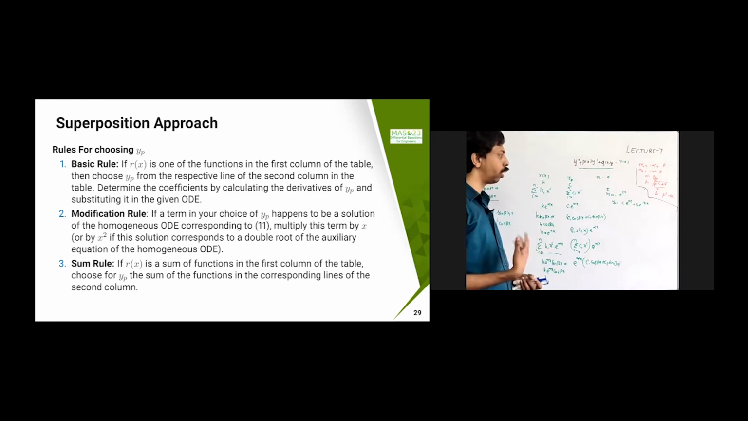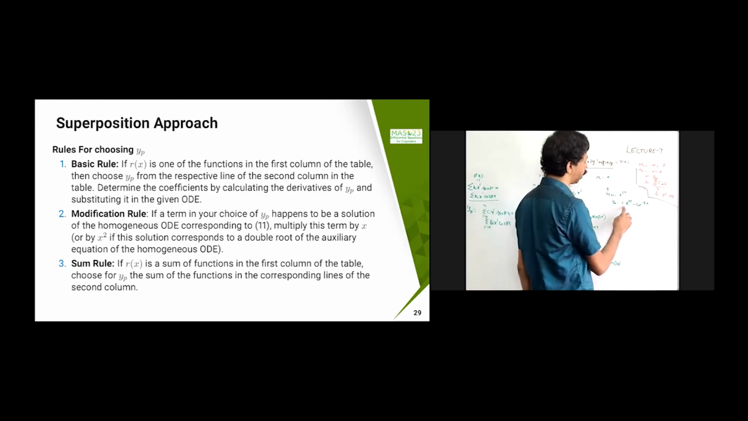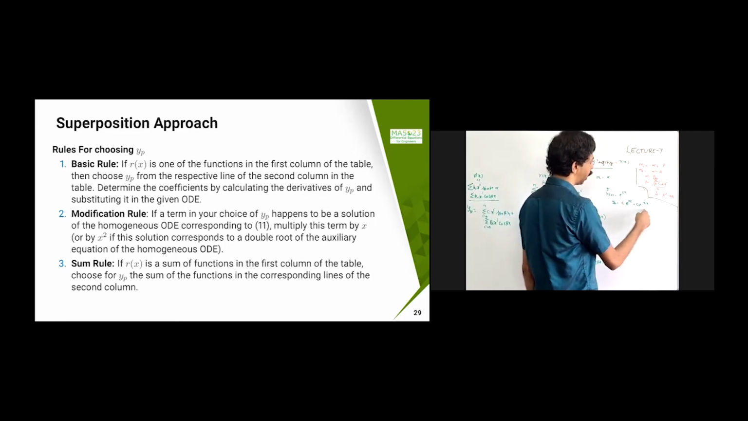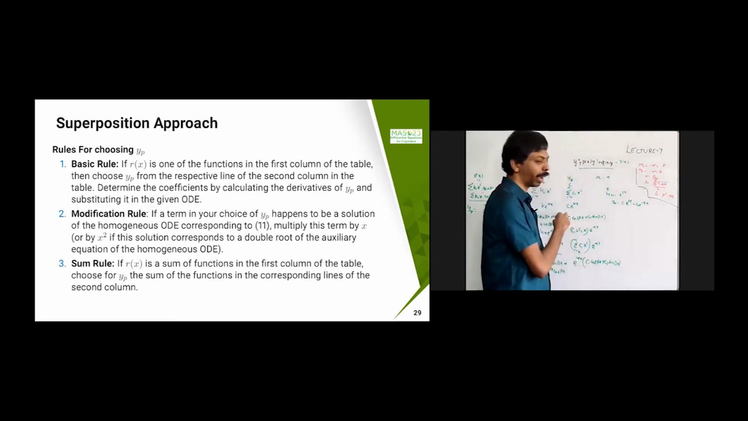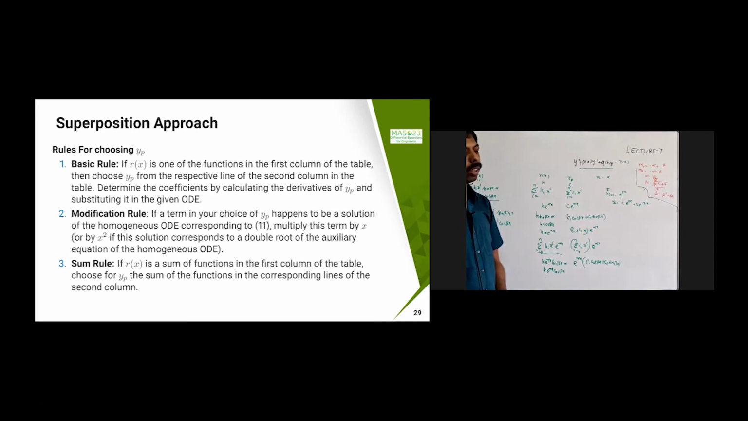Okay, suppose it is a double root, what we are going to get is c1 plus c2x in e power 5x, means two times it is going to come. So in this case, you need to multiply by x square. Okay, so that is the case.